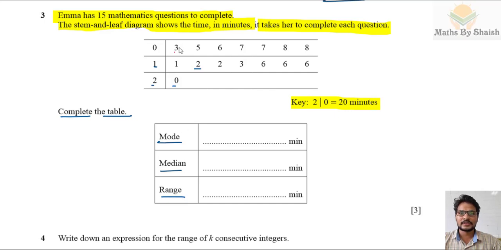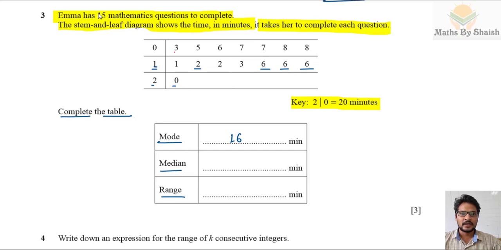So first of all, a stem and leaf diagram is always given in ascending order. So if we need to find the mode, we look for the number with the highest frequency, that is 6, 6, 6. So it is coming under 16, 16, 16. So 16 is the mode, 16 minutes is the mode.